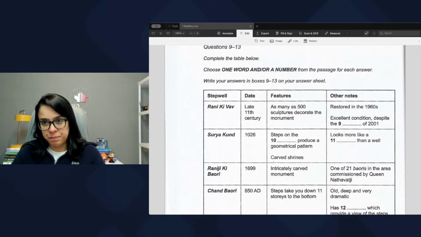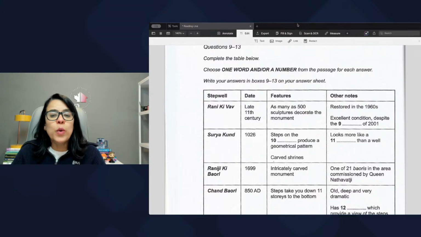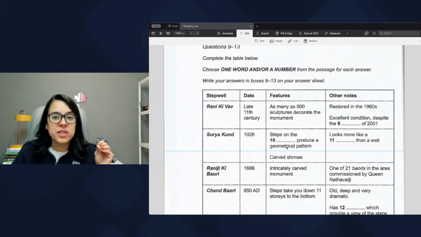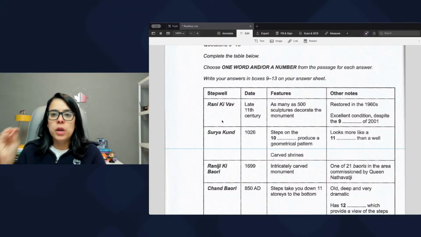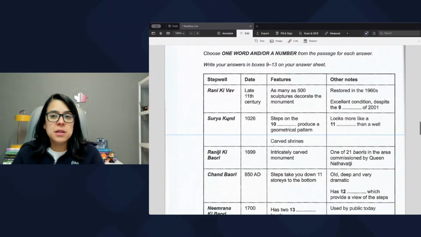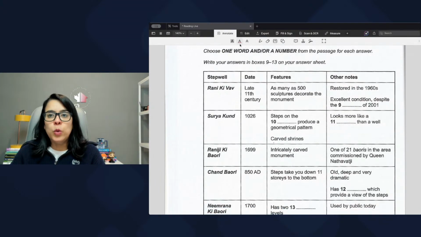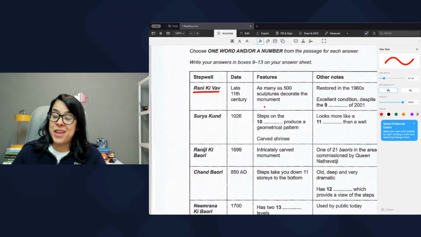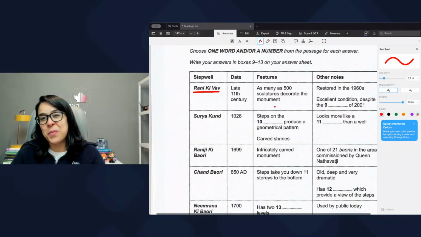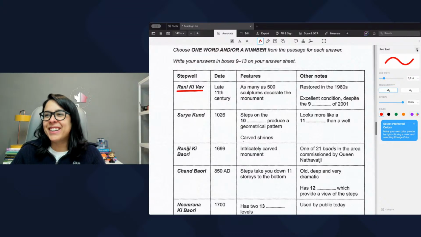So be careful. So here we have amazing keywords. The name of the stepwell. The name of the stepwell will never be changed. So you have to focus on it and look for the information that you need to complete. So let's begin with Rani Kivav. So this is the first, I think this is the pronunciation, guys. I don't know because I don't speak their language.